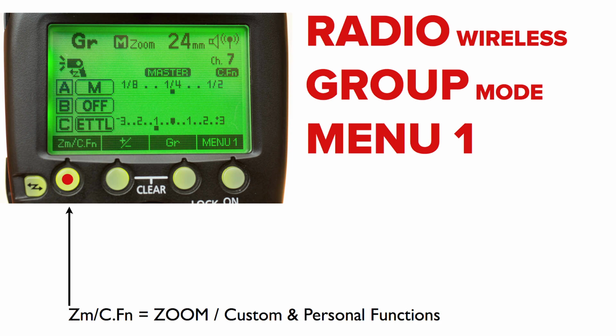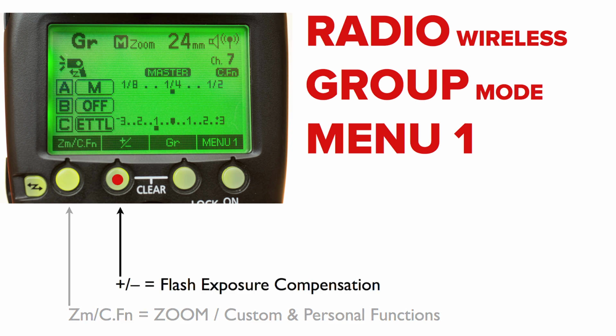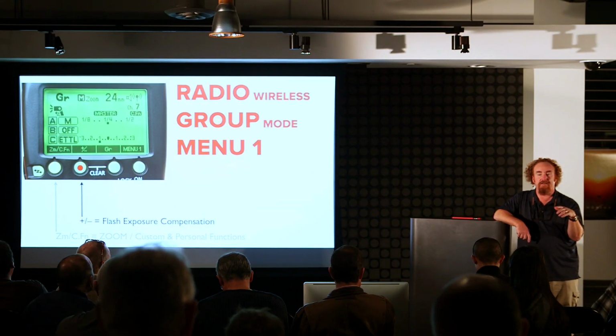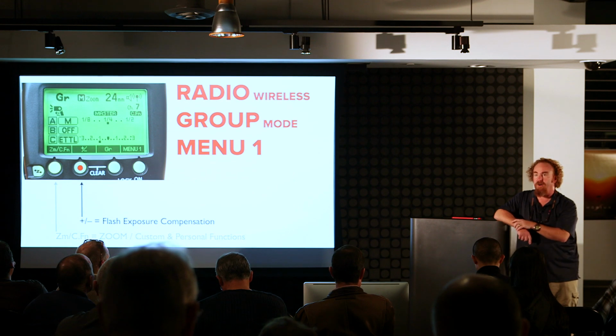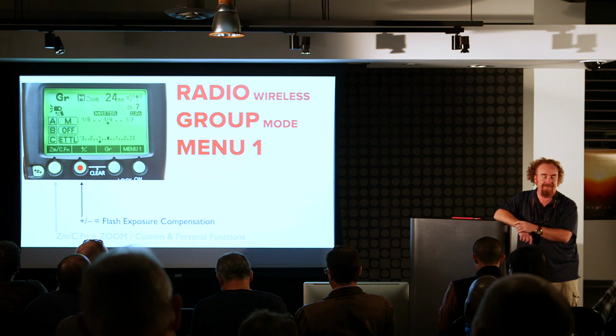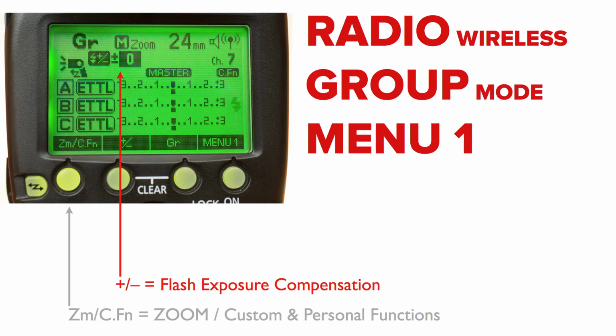All right, button number 1. We've seen it 20 times already. It's the zoom and custom functions. Button number 2, flash exposure compensation in group mode. This is going to take your whole system and drive its power up or down. All right? So if you have your lighting set up the way you want it, but you say, you know what, I just need overall one more stop of light, then you can use FEC. And again, it's that plus or minus symbol. It does not say FEC.